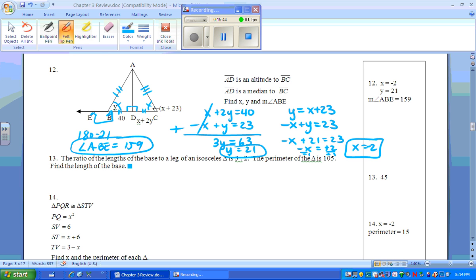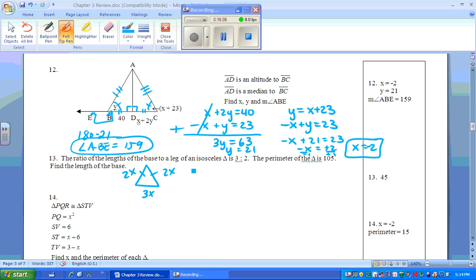13. The ratio of lengths of the base to the leg of the isosceles triangle is 3 to 2. If you can read that. All right. So what does that mean? Let's draw an isosceles triangle. These two sides are congruent. The base to the leg is 3 to 2. So the base is the 3x. The sides are the 2x.